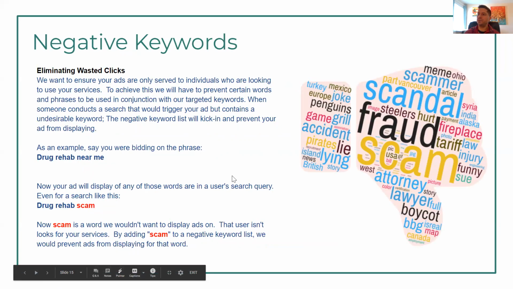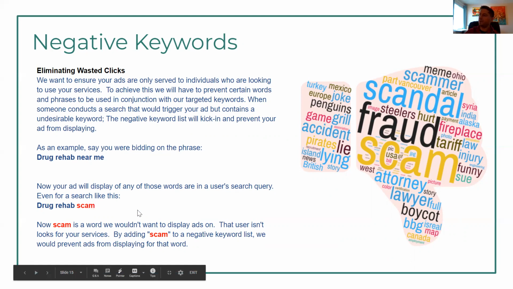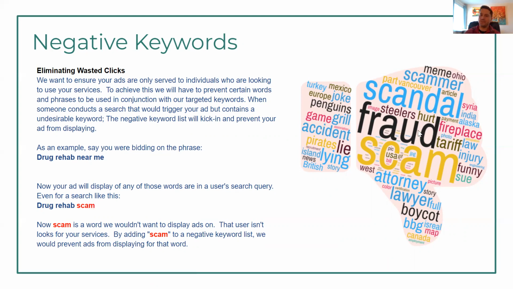Negative keywords help to eliminate waste in your ad spend. So what you do here is you basically tell Google, in this example for scam, anytime the word scam or fraud comes up, don't serve an ad for that. I'll touch on this a bit too. I know this is a general overview, but there are different keyword match types that you could target within paid search. So you could do an exact match where you only target drug rehab.